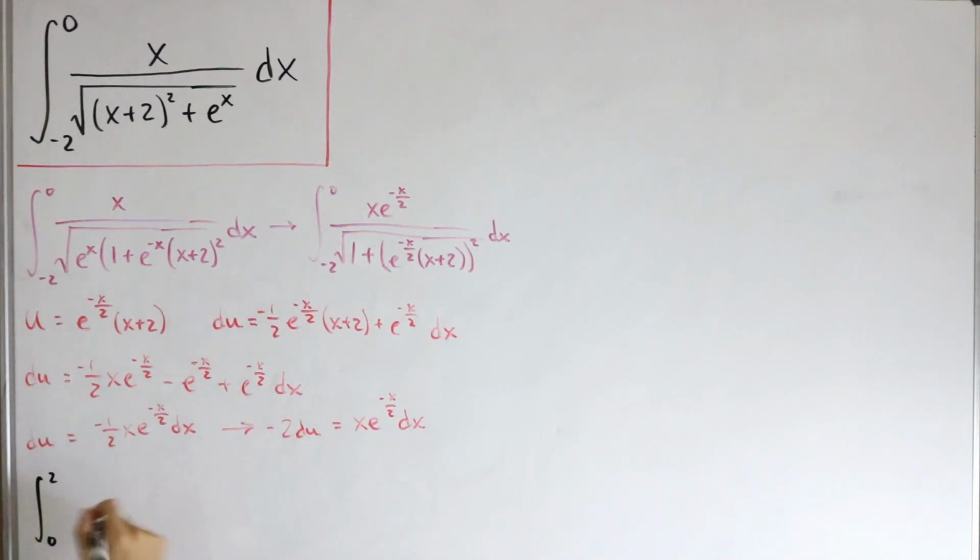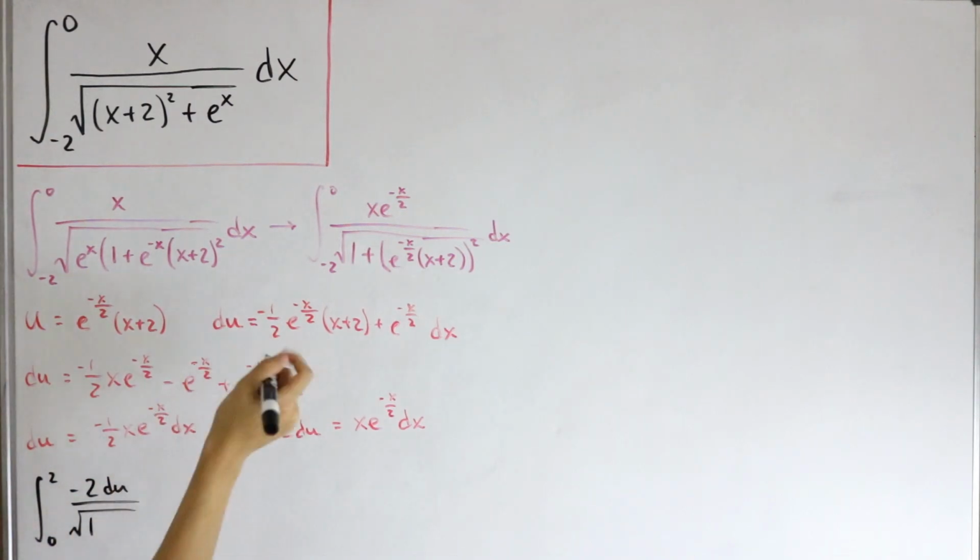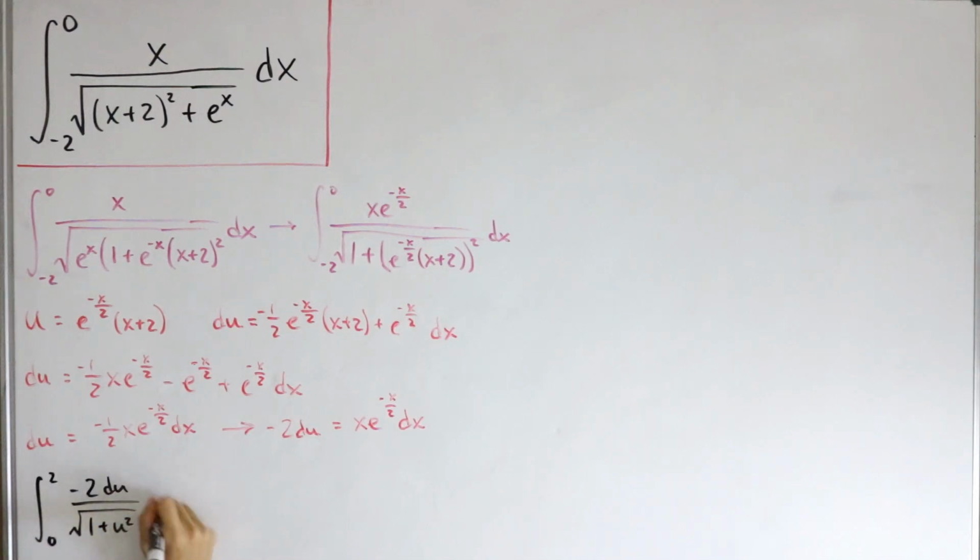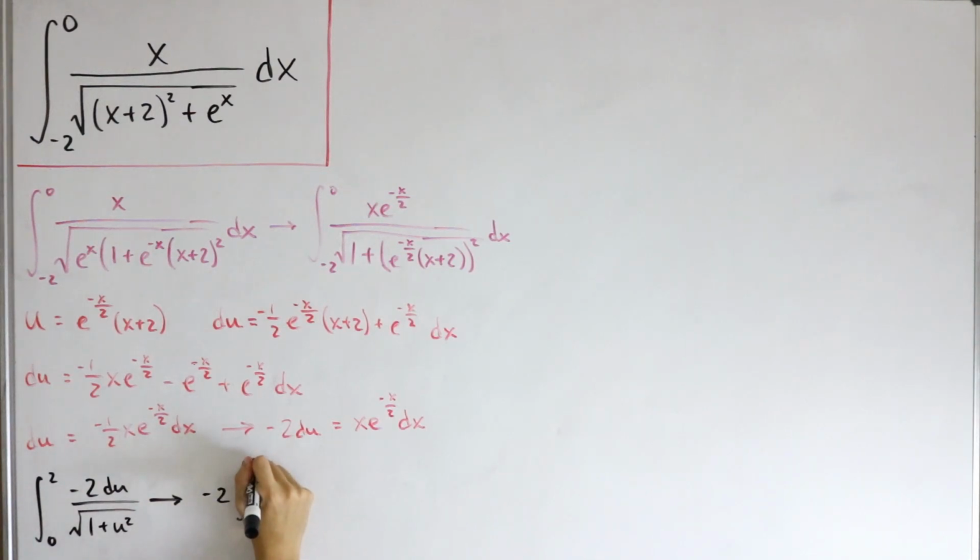So, new substitution: -2 du, divided by the square root of 1 plus u squared. I already wrote du again, so we just get rid of that. Continuing forward, I'll just factor out the -2. So we have -2 multiplied with the integral from 0 to 2 of 1 divided by the square root of 1 plus u squared, and then du.